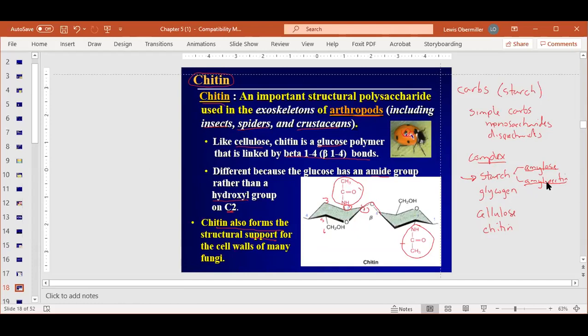Is that just 1,4? It's an alpha 1,4, but it's branched. Same linkage, branched. Perfect. So you get those right on the test.